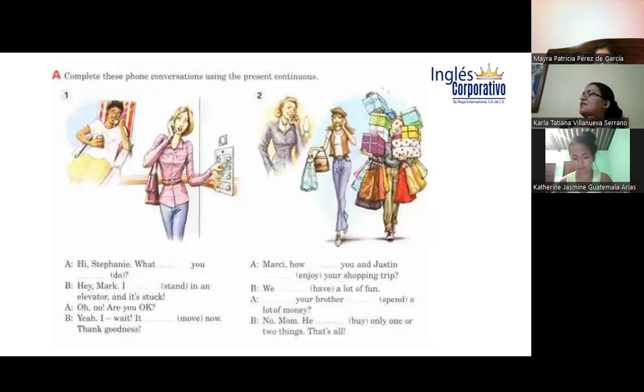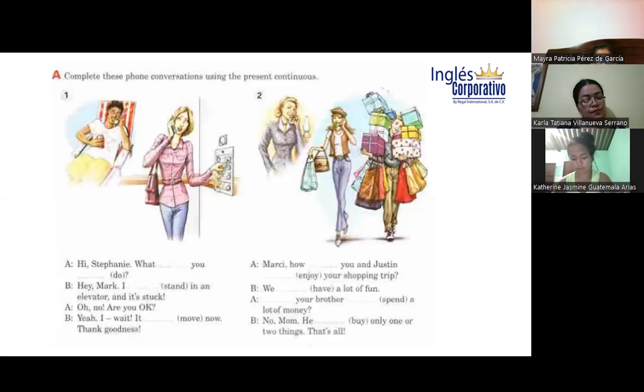So I want you to help me to complete the following exercise. It says, complete this phone conversation using the present continuous. We have the first one. Hi, Stephanie. What, and the verb in parentheses, do. How can you make a sentence using this one? What are you doing? Exactly. Hey, Stephanie, what are you doing?